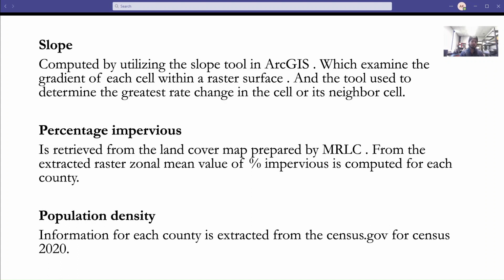The fourth one is percentage impervious. That data is retrieved from the land cover map prepared by MRLC. And the last one is population density information for each county, extracted from census.gov for the 2020 census.